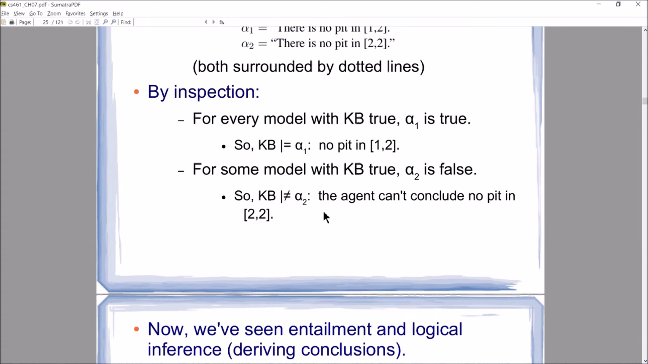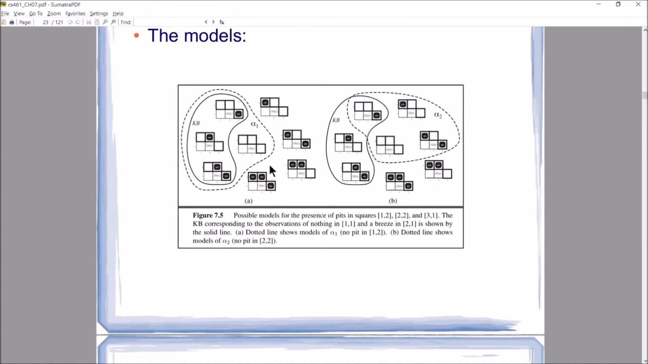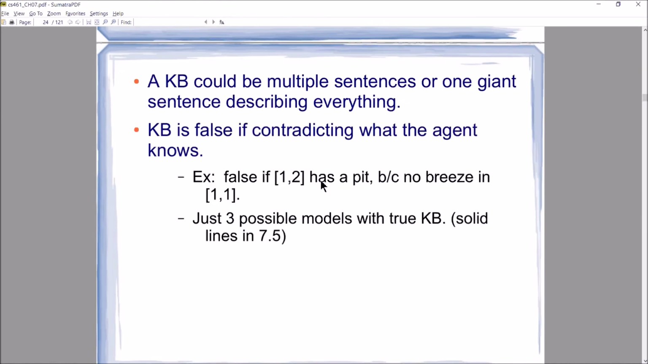So lots of math there, but it just means, look, it's impossible for there to be no pit in 2,2 because we detected a breeze in, what was it, 2,1, right? That's all that means. It's a lot of fancy language, a little bit of math, but it's just like, look, we know that if we have a breeze in a square, there must be a pit in one of the adjacent squares. And so it's just an example of reasoning using mathematical notation.